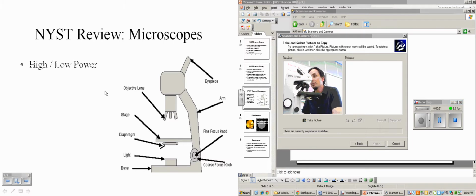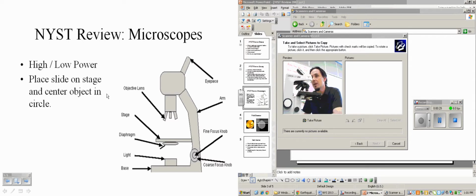Things that you need to realize about it: you do have high power and low power objectives. The state will usually ask you to use the low power objective, which is the smallest of the objectives. They'll have you place a slide on the stage, and again, here's an example of a grid slide, which is commonly used. Place that on the stage like this. You want to line it up, make sure that it's right over the circle and underneath the lens, and then you're going to use these stage clips right here to hold it into place.